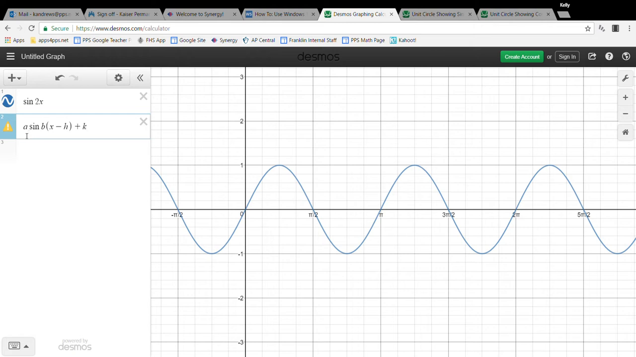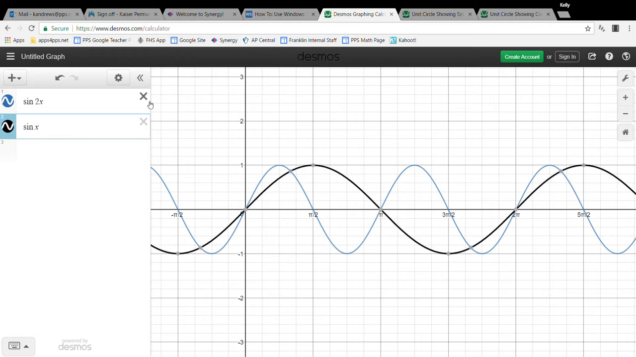A is your altitude. That one's easy enough to remember. So that's how much above or below your midline you're going. And then B is new. B changes its horizontal stretch or compression. So what B actually does is change how many cycles are completed within 2 pi, and it's always within 2 pi. So if I look at my regular sine graph, I'll take the 2x off.